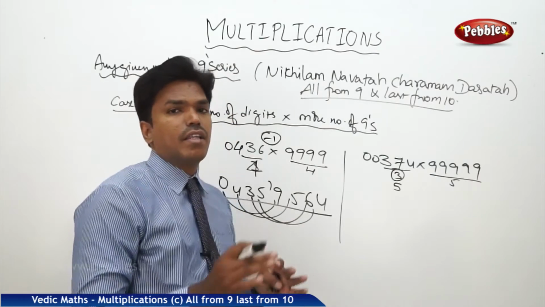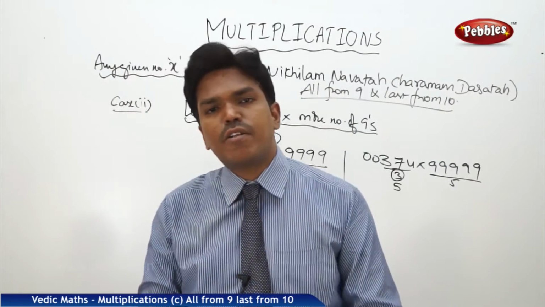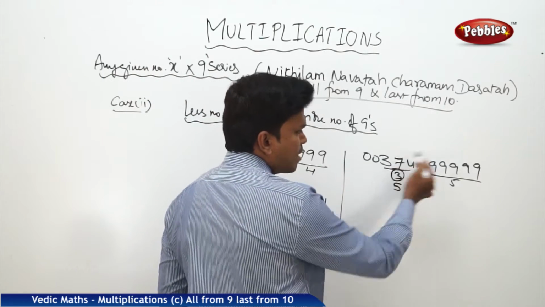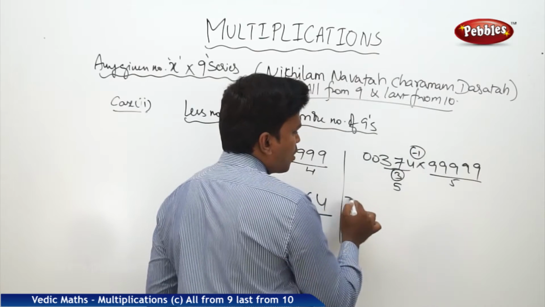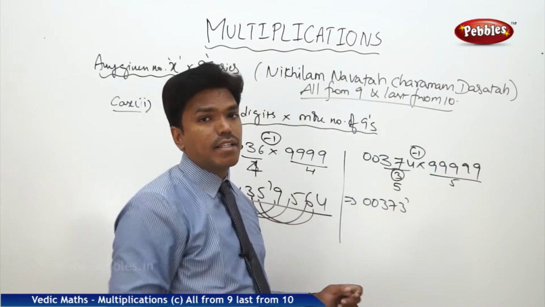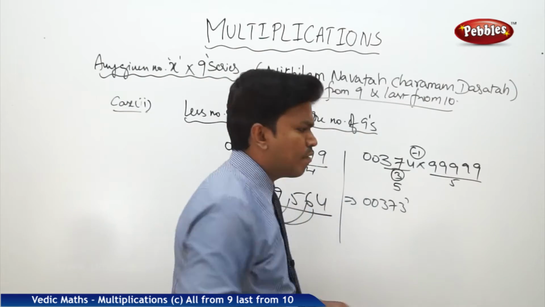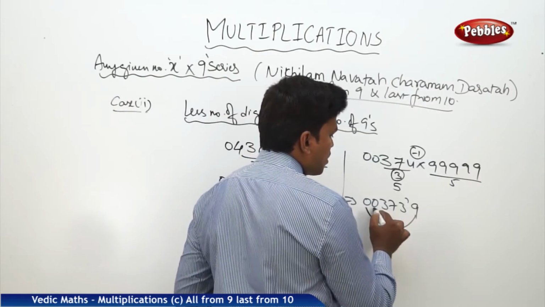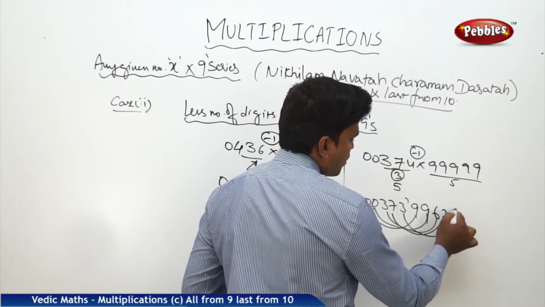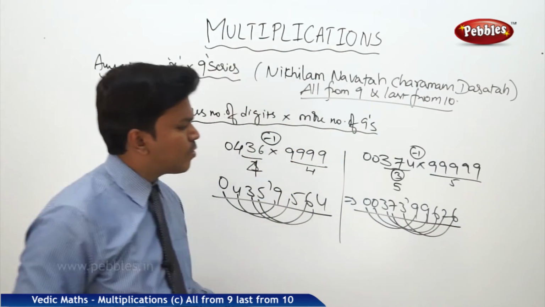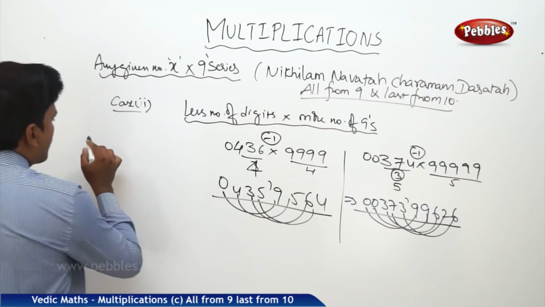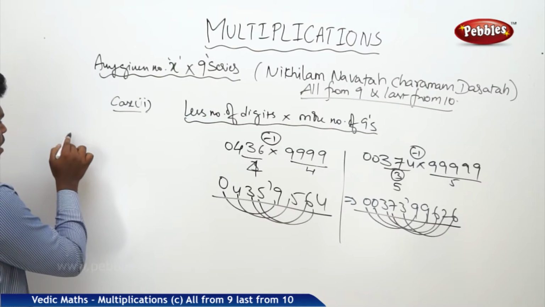Remember one thing. We are converting case 2 into case 1 by just adding zeros before the number. So now 5 digits into 5 9s, subtract 1 from the given number. How much will you get? 00373. Now write the sequential 9's complements to this number. For 0, it is 9. 0, 9. 3, 6. 7, 2. 3, 6. So your answer is 00373 99626. Like this we can take any example.